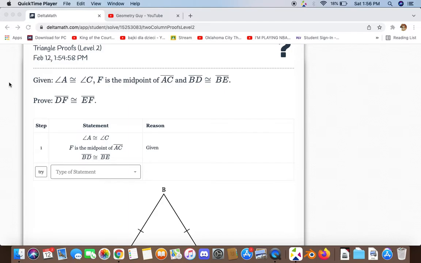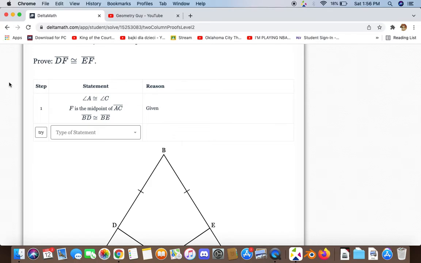Angle A is congruent to angle C, F is the midpoint of line segment AC, and line segments BD and BE are congruent to each other. We now have to prove that line segments DF and EF are congruent to each other.